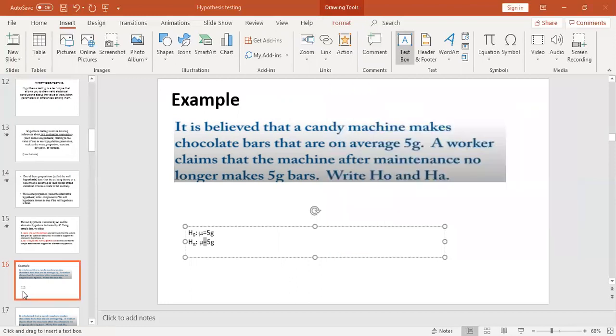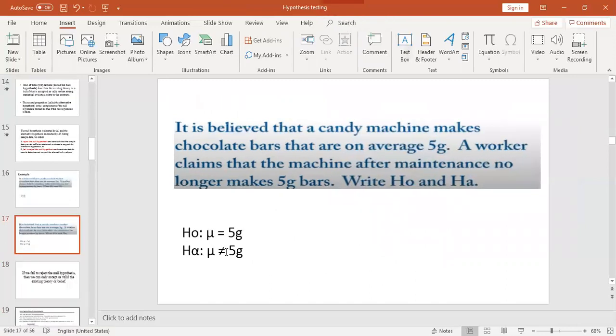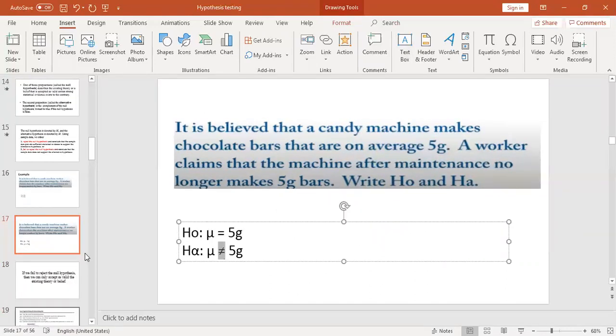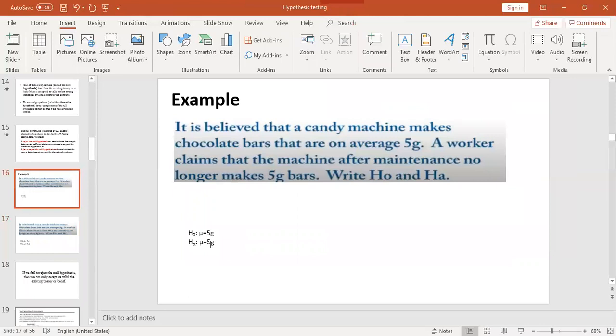So I have done it here. This particular symbol is our alternative hypothesis. H naught is our null hypothesis. It's mu equals 5 grams because it has been the belief until now.